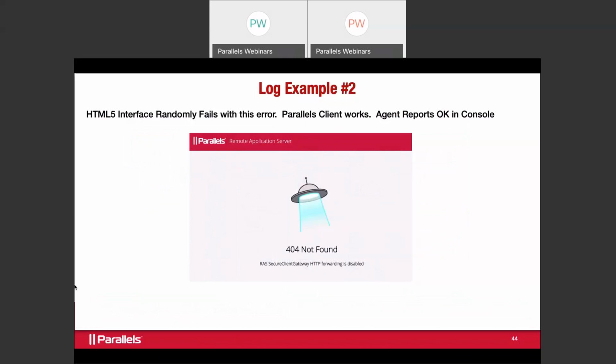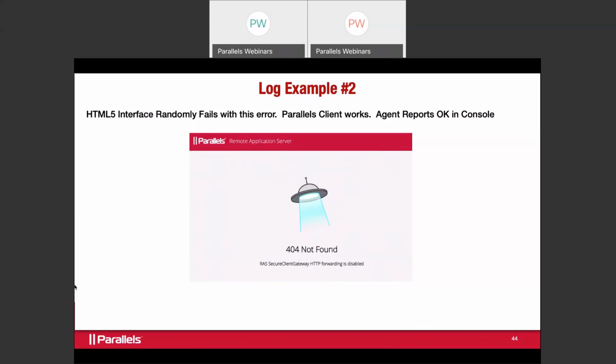All right, let's take another one. This one actually happened personally. The Parallels client was working fine if I just used it directly, but when I was using the HTML5 interface, it would randomly fail, and I'd get this error. And this actually is the same error that we saw, by the way, when we did the SAML test, right? You made a typo in the HTML5 forwarding, and that would cause this problem.